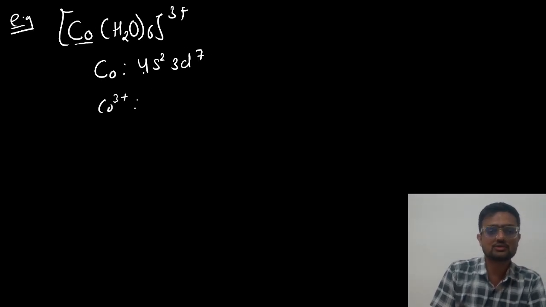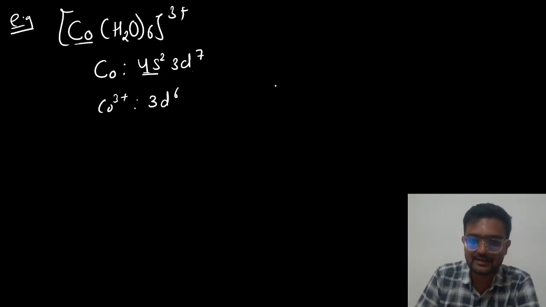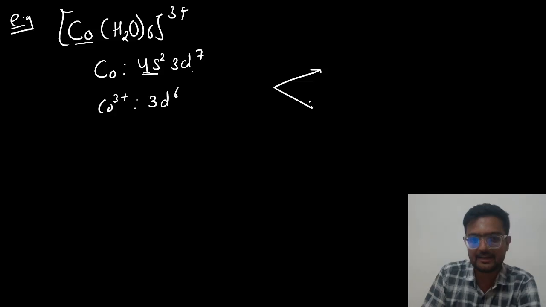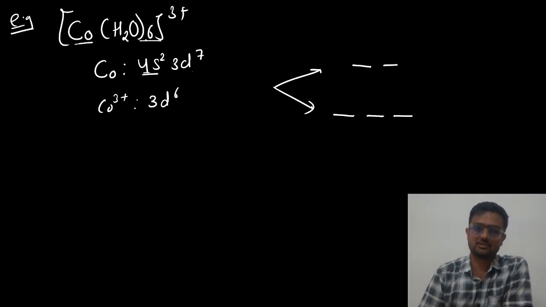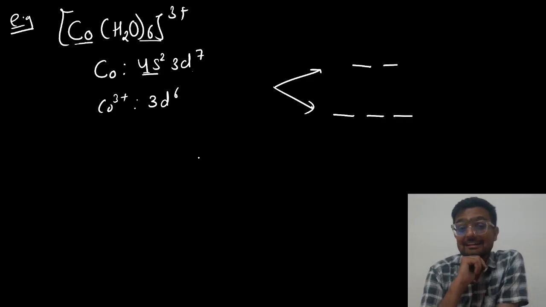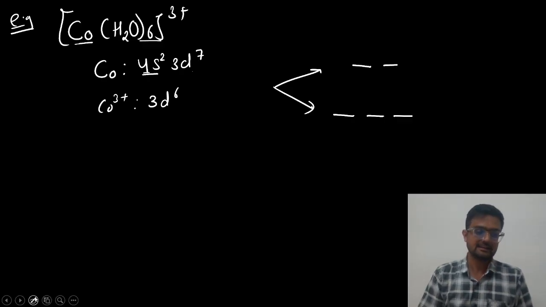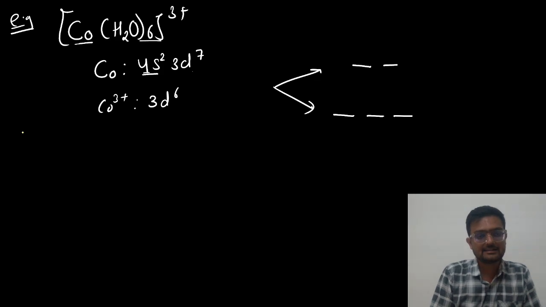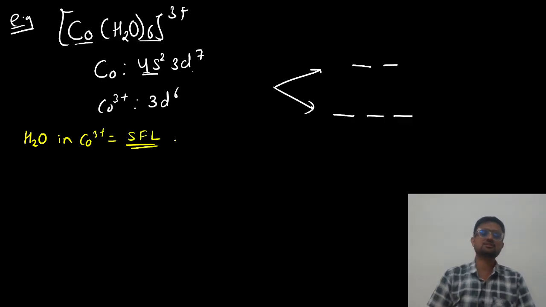So remove 3 electrons, 2 from s, 1 from d. So it will become 3d6. Right? Now, arrange the electrons. I'm just writing the orbitals in two sets. We have 3 here and 2 here, t2g and eg, right? I have to fill 6 electrons. To fill the 6 electrons, I have to identify whether the water is a strong field ligand or a weak field ligand. Now, beta, remember that water in cobalt 3 plus is considered to be a strong field ligand.